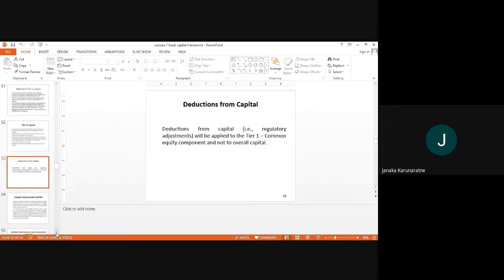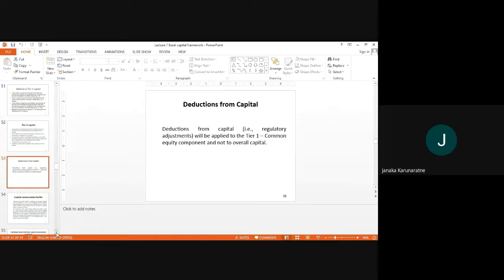Then the most important thing you have to remember is, I think under Basel 1 and 2, most of the adjustments needed to be made from Tier 1 and Tier 2 before the total capital adequacy computation. Let's say you have Tier 1 of 50 million, Tier 2 of 30 million. So your Tier 1 and Tier 2, let's say, is 80.